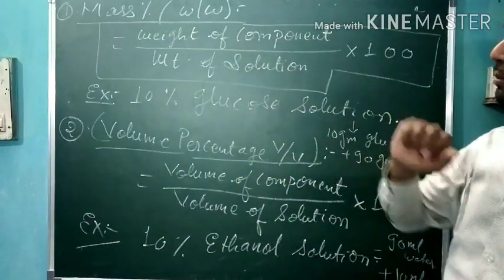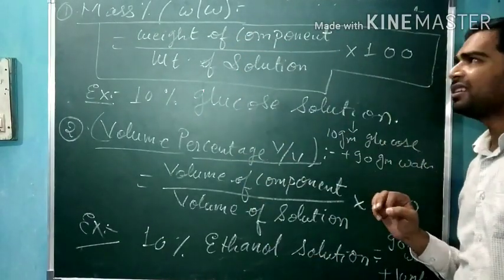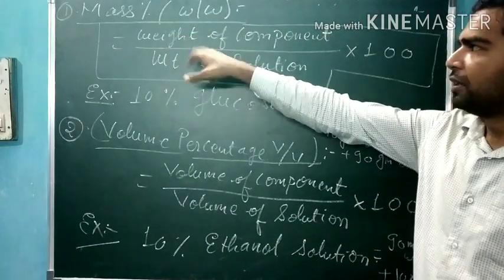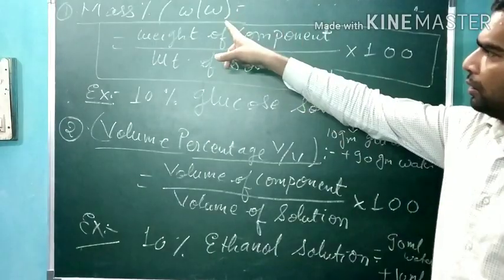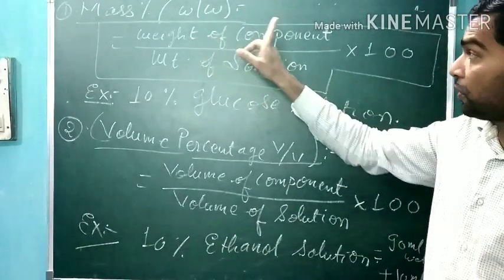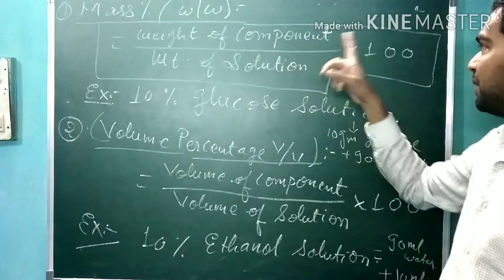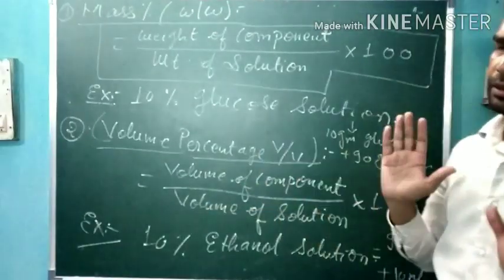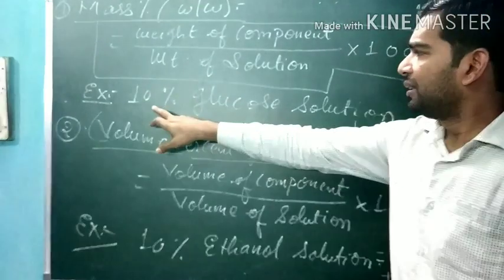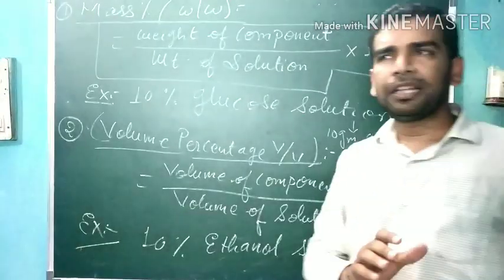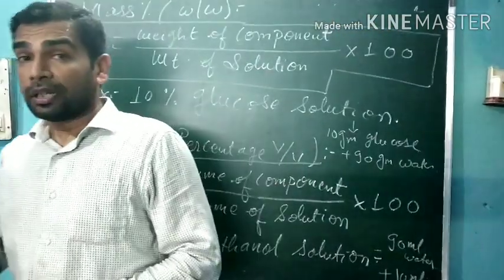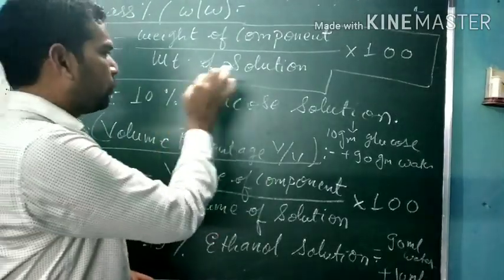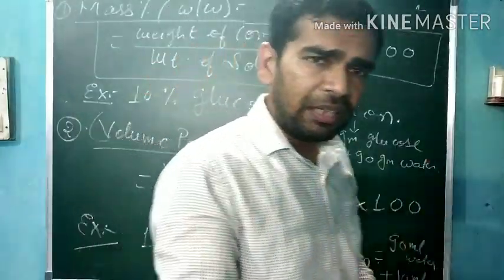Now we will take first the mass percentage. The mass percentage is represented by W/W, that is the weight, the mass dependent. Here the formula is: mass percentage is equal to the ratio of the weight of component to the weight of solution, multiplied by 100. 100 means you are taking a percentage, so it should be multiplied by 100. An example is a 10% glucose solution. If you are taking a 10% glucose solution, it means you are taking 10 gram of glucose and 90 gram of water, which will be equal to 100, which makes a solution.